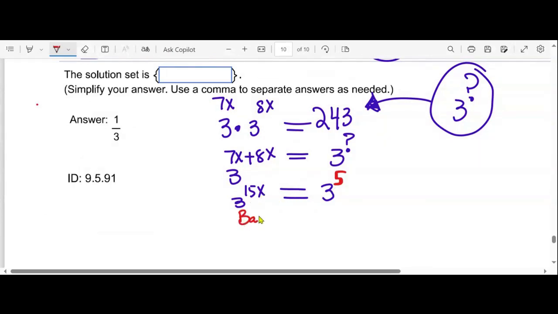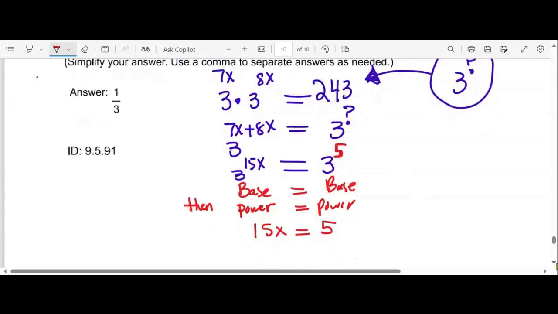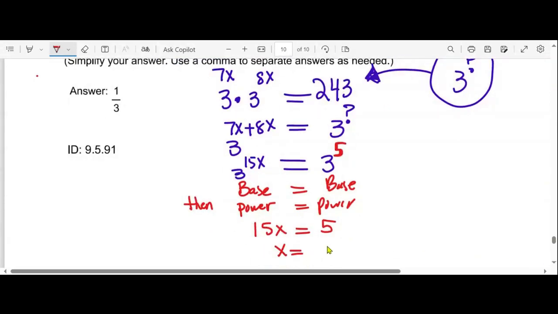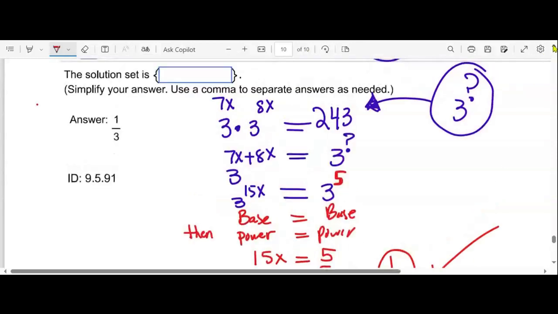So we have the base equal what? The base, right? 3. If the bases are equal, what happens to the power? The power equals what? The power. So 15x equals what? 5. Correct? So x equals to how much? 1 over 3. Is this clear? Yes. So x is 1 over 3 here.